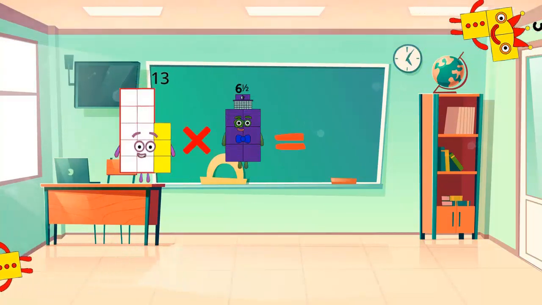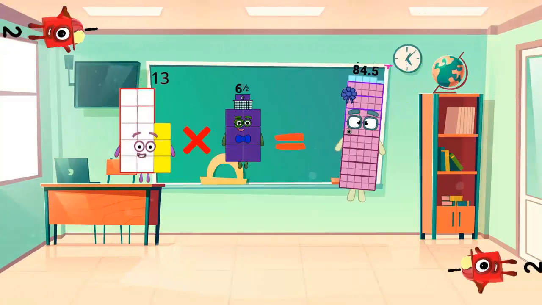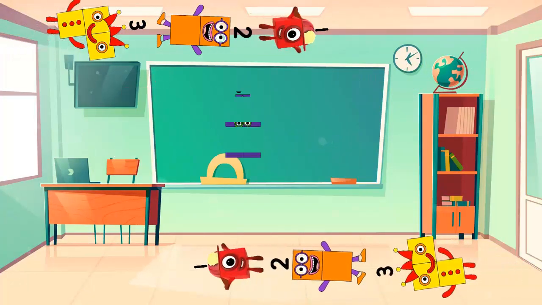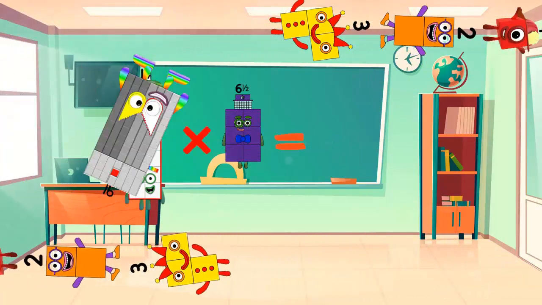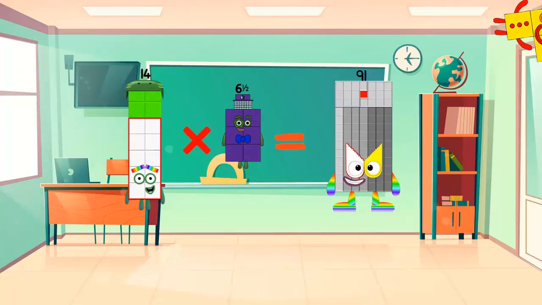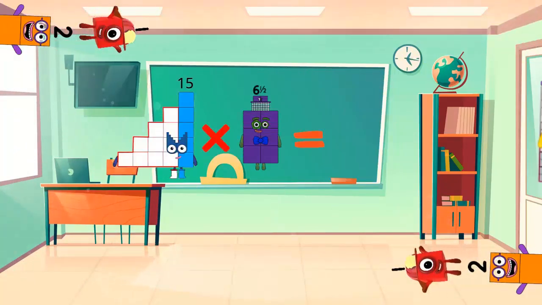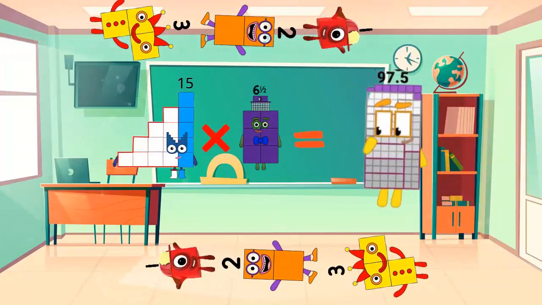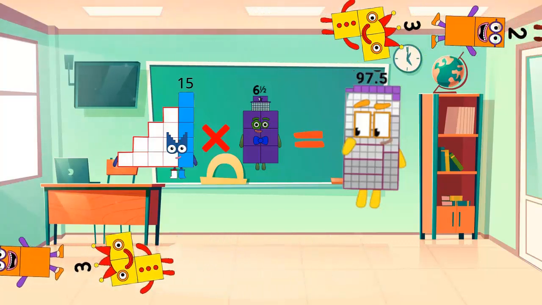13 multiply 6.5 is equal to 84.5. 14 multiply 6.5 is equal to 91. 15 multiply 6.5 is equal to 97.5.